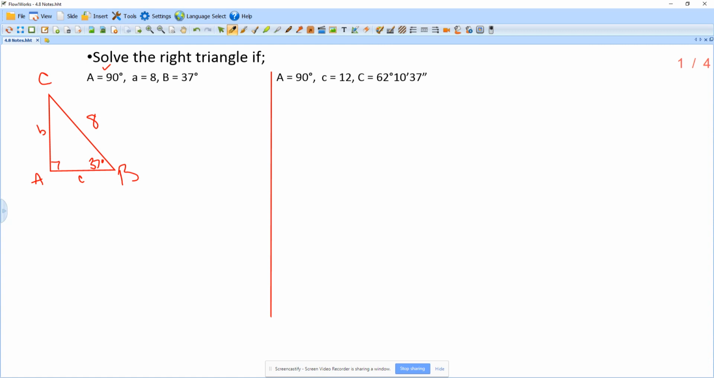If I want to solve the right triangle, I want to find all three pieces of missing information. So the easiest to find is going to be angle C. The three angles of a triangle always add up to 180. So angle C is 180 minus the 90 degrees from angle A minus the 37 degrees from angle B. And when I subtract that, I'm going to get angle C being 53 degrees.